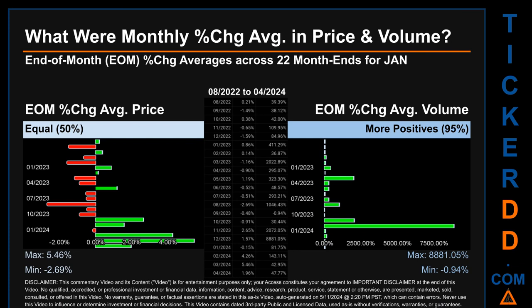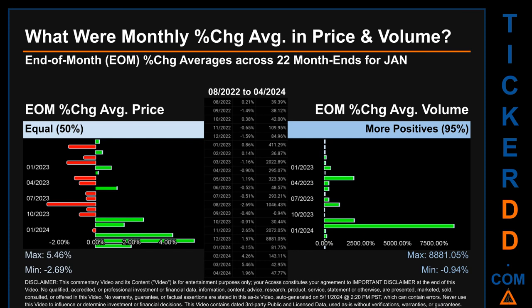What were end-of-month percentage change averages in price and volume for JAN? The monthly average of percentage change in price and in volume were calculated for each of the 22 month ends. That calculation took daily percentage changes and averaged them for each given month. If a month end came out negative, then it means that the month summarily saw a negative change.